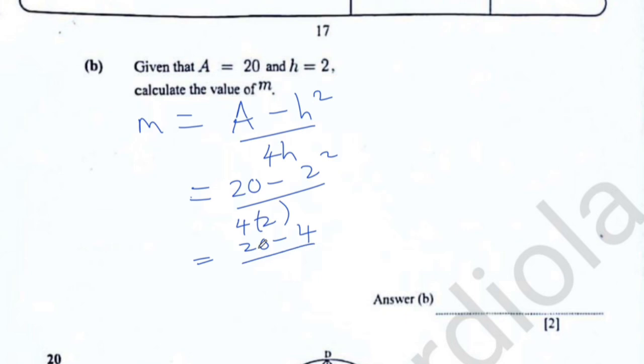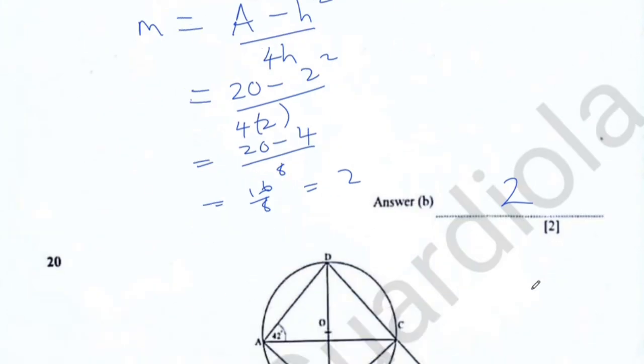Next, we simplify further. 20 minus 4 over 8. 20 minus 4, that's 16 over 8, which gives us 2. So our final answer there would be equal to 2.